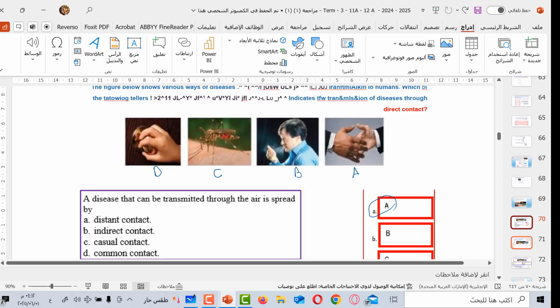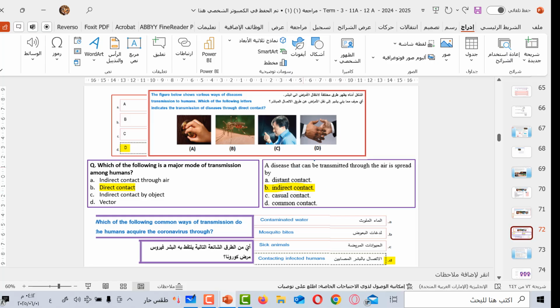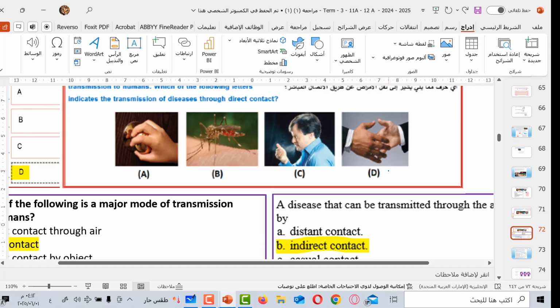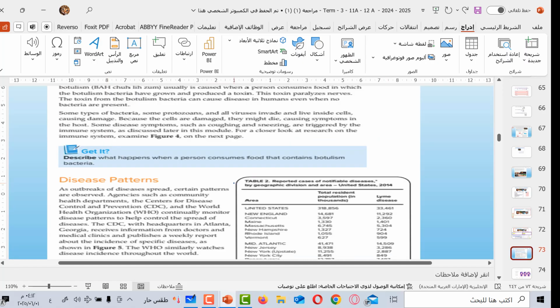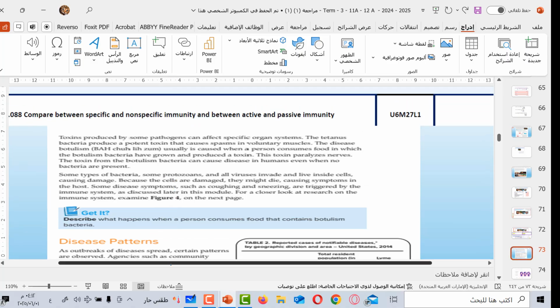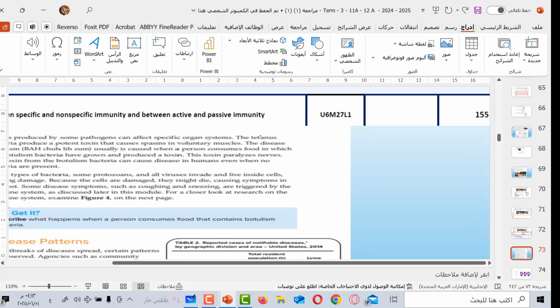Let's go into another question like that, okay? Here, he asked about the vectors, where the vector here is B. B is a vector, okay? Another question, he asked here about, let us make it big. Direct, yes, direct is D here, because it's A, B, C, D, okay? And so on. Another question, he asked here, put this page, number 155, okay?